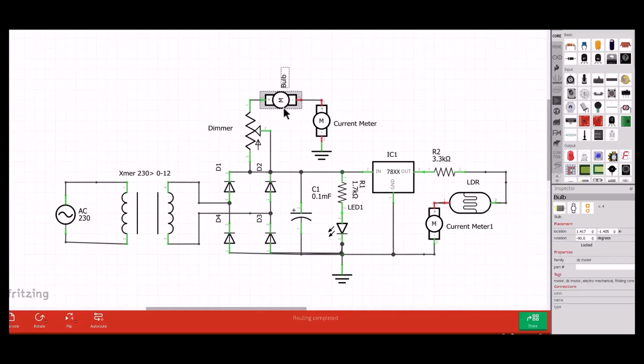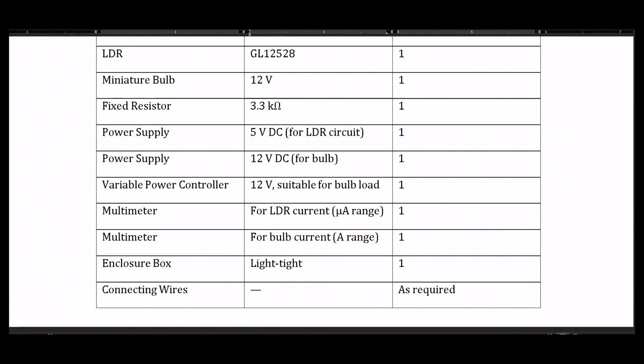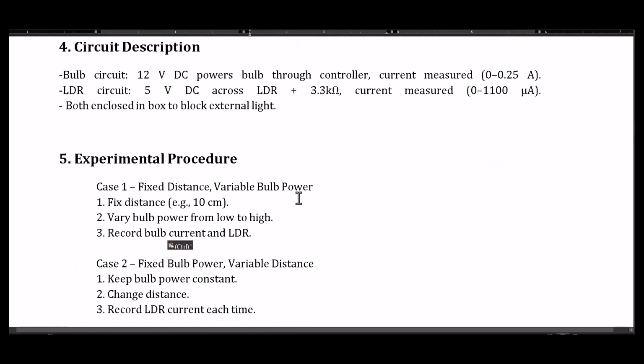And there is a bulb which is connected in series with this dimmer circuit and the current meter. The dimmer is a simple PWM dimmer, and the setup is looking very simple. This is the LDR. In the characteristic there are two cases we can discuss here.